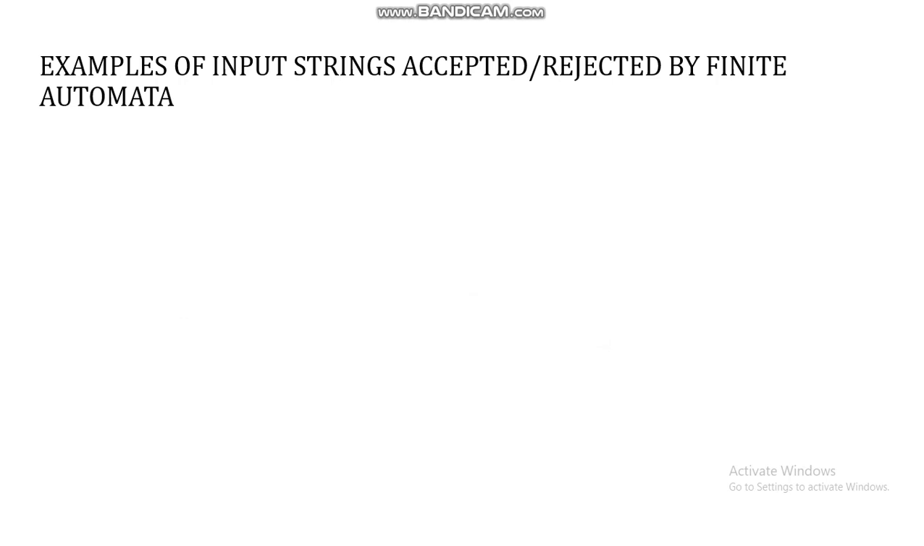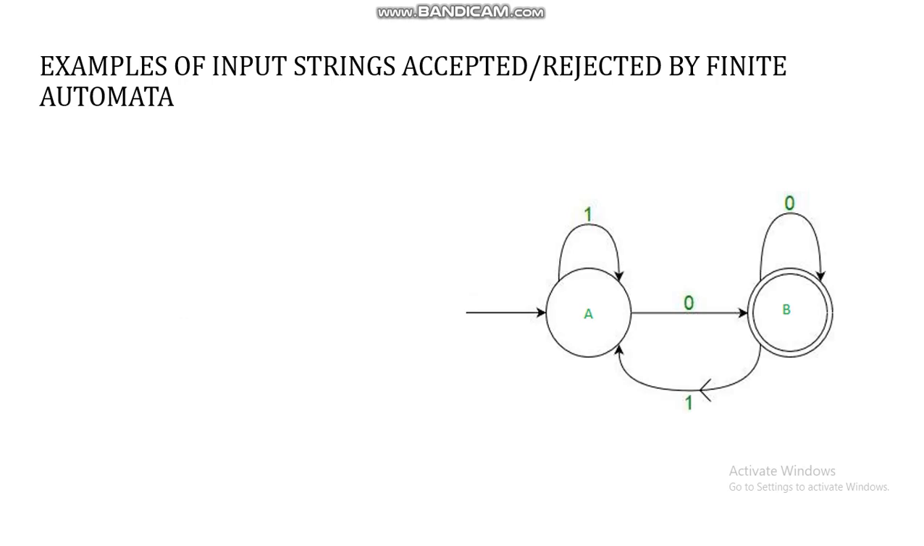Next, what we are going to do is, we will basically take two input strings and we will be checking if that particular input string is accepted by the given finite automata or not. So the first input string that we have is 100.